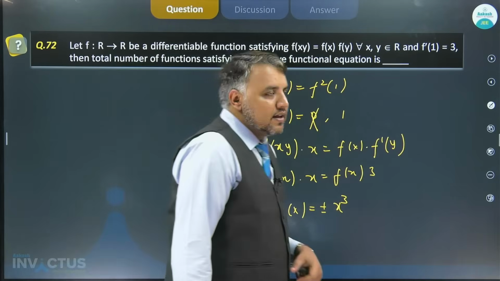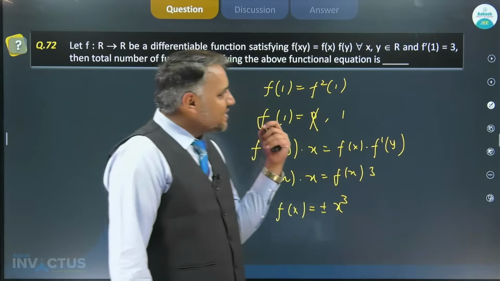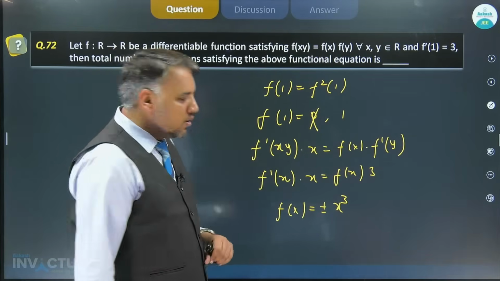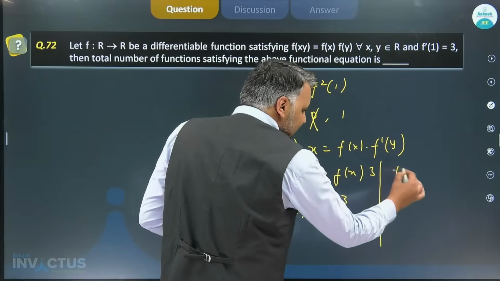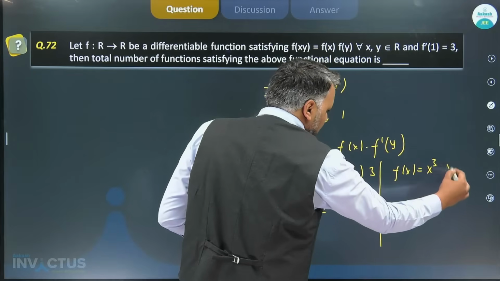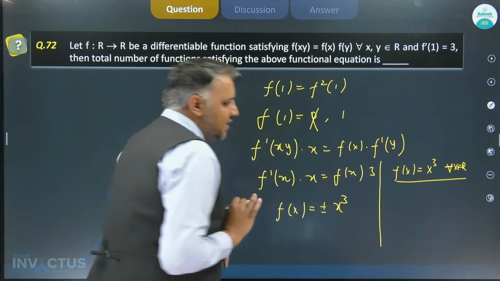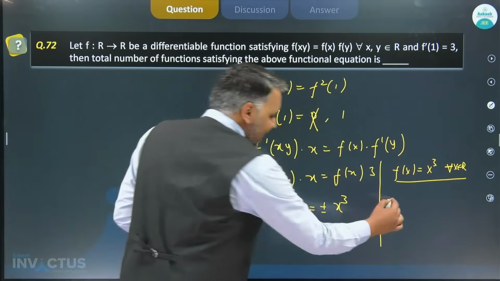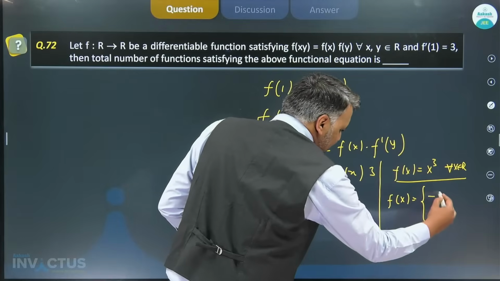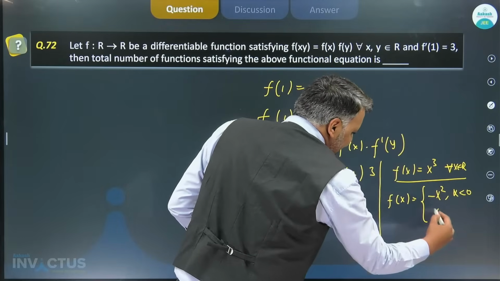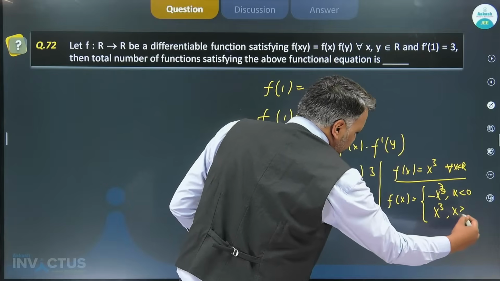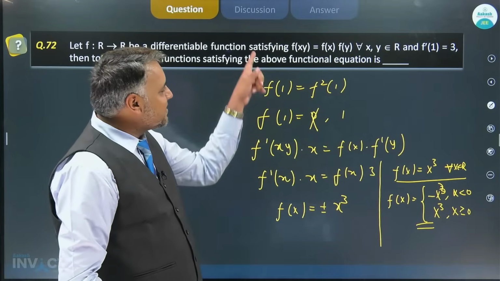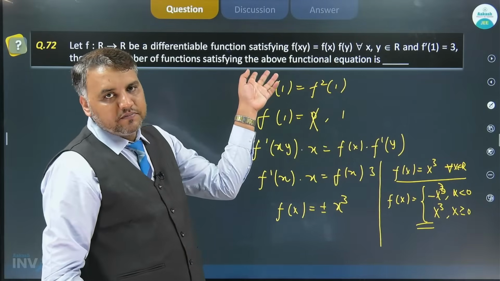Now if we see that f'(1) is 3, then at x equal to 1, f(x) cannot be minus x cube. So there are 2 possibilities. Either f(x) is x cube for all x belongs to R, which can be our function satisfying the above functional equation, or f(x) is equal to minus x cube when x is negative and x cube whenever x is greater than or equal to 0. This is one more possibility, because minus x cube satisfies this functional equation on the negative side.